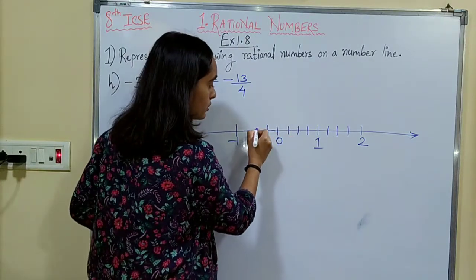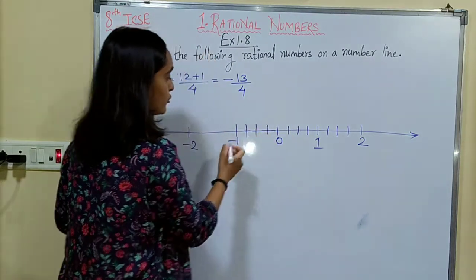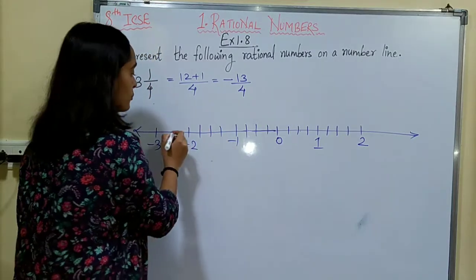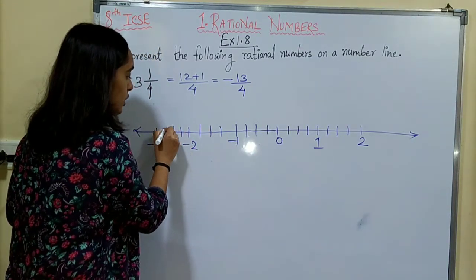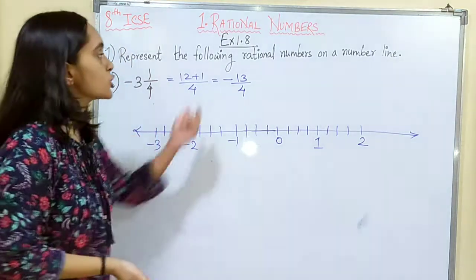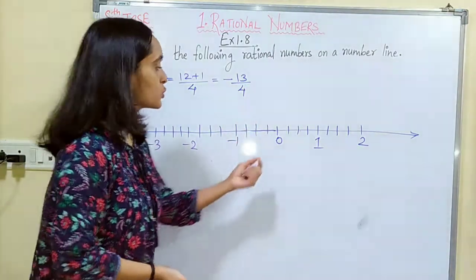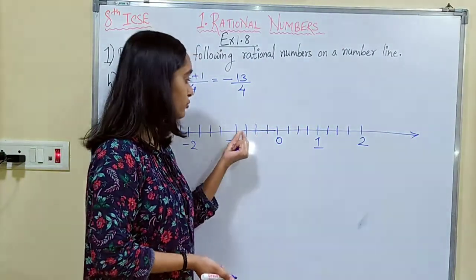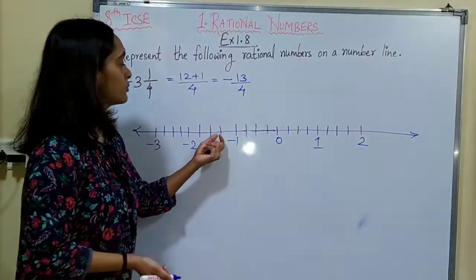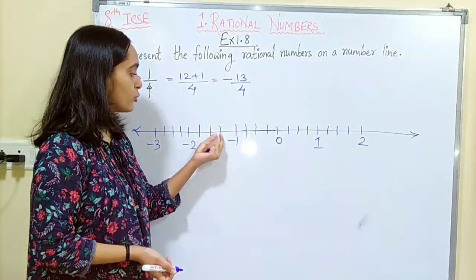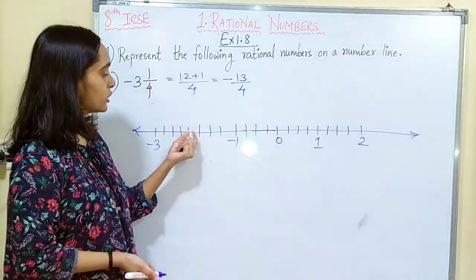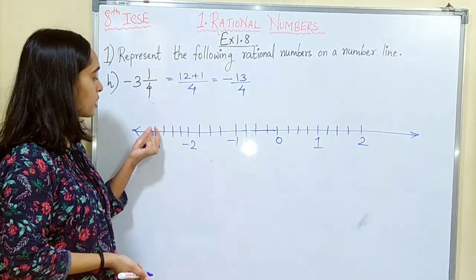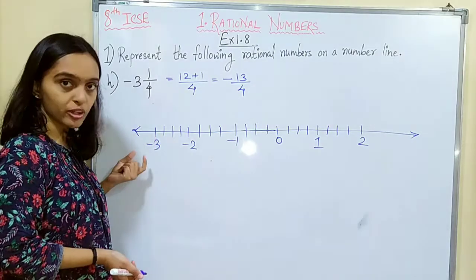Similarly 1, 2, 3 and 4 in the remaining intervals. So minus 13 upon 4: this will be 0 upon 4, 1 upon 4, 2 upon 4, 3 upon 4, 4 upon 4, and similarly 5 upon 4, 6 upon 4, 7 upon 4, 8 upon 4, 9 upon 4, 10 upon 4, 11 upon 4, 12 upon 4. And then again we have to take it further.